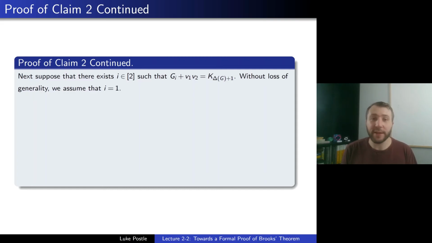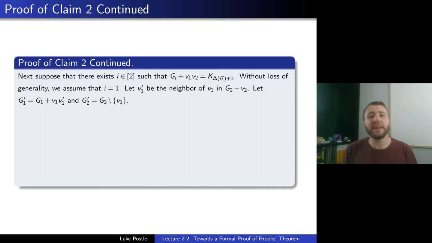Next, suppose that there exists an i in 1, 2, such that gi plus v1, v2 is this complete graph. Without loss of generality, we assume that i is 1. It doesn't make a difference. And so now what do we do? We let v1 prime be the neighbor of v1 in g2 minus v2.